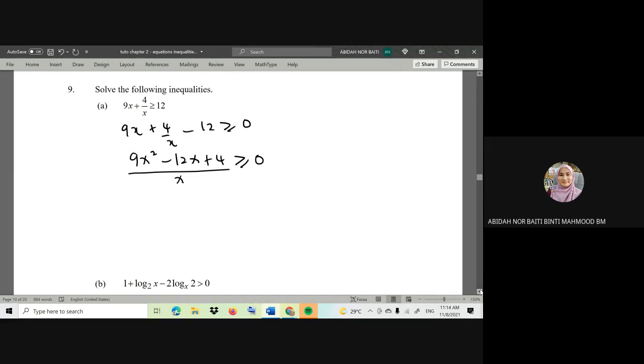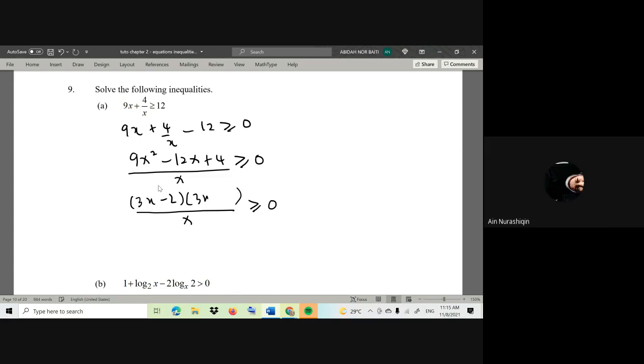Numerator is in quadratic form, so factorize. Mesti factorize. So siapa yang dah factorize boleh bagi tak? Dah factorize ke belum? 3x tolak 2, ya? 3x minus 2. Sama. Oh, sama. 3x minus 2 juga kan? Ya.